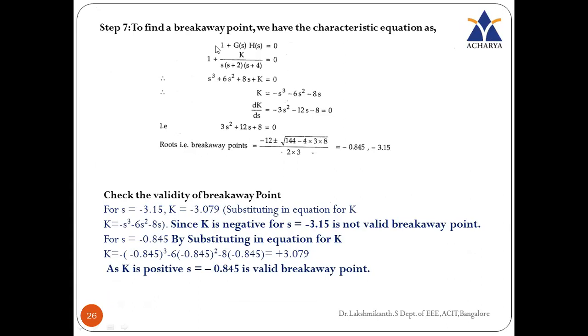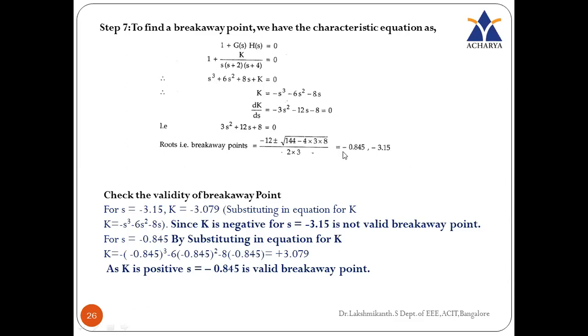And then to find the breakaway points. When finding the breakaway point, the first step is to find the characteristic equation. 1 plus my open loop transfer function, k divided by s into (s plus 2)(s plus 4), equal to 0. You get s cube plus 6s squared plus 8s plus k equal to 0. So k is equal to minus s cube minus 6s squared minus 8s. Differentiate this, you get minus 3s squared minus 12s minus 8 equal to 0. Once you differentiate, equate to 0 and find the roots of the equation.